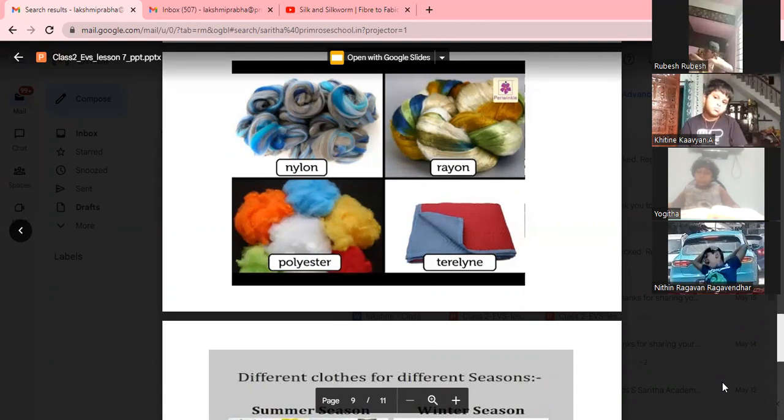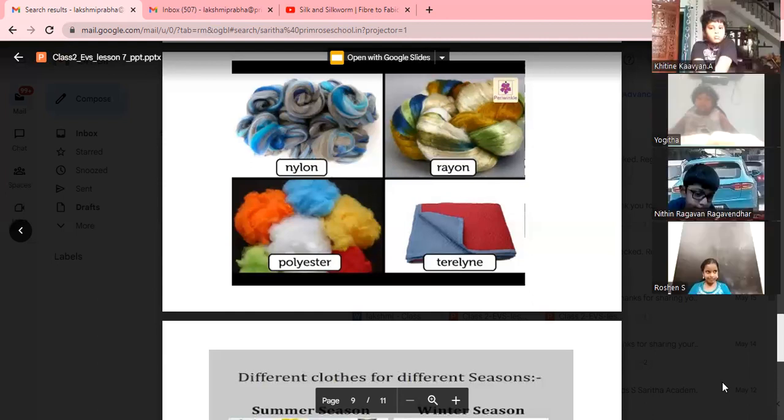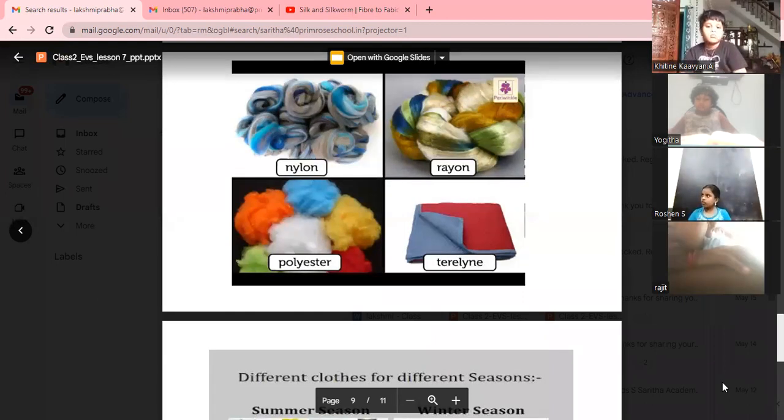Then you can use incense sticks. The sticks that we light for God, you can place them under your clothes. Then neem leaves, dry neem leaves. All these things will protect your clothes from insect bites. So by this you have to maintain your clothes.